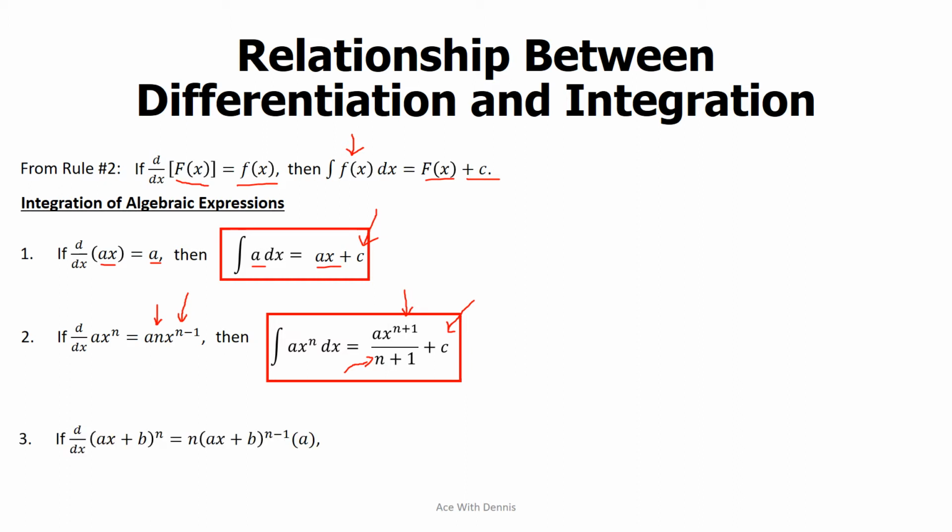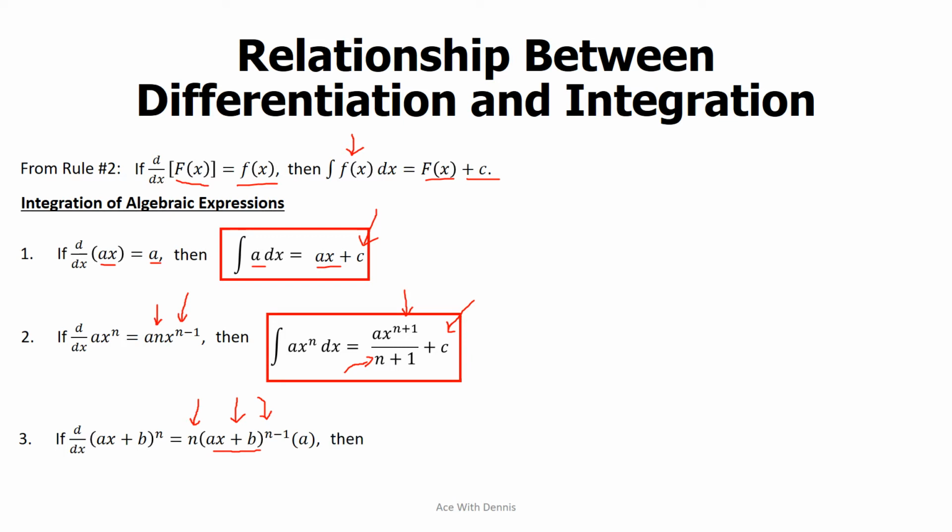Number 3, if we want to differentiate ax plus b to the power n in terms of dx, what we need to do is bring down the power, so we get an n here. Then we copy the function inside the bracket, which is ax plus b, followed by the power minus 1, and then we get n minus 1. And then we differentiate the function inside the bracket. For this case, we get an a.